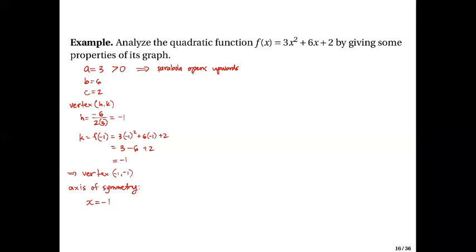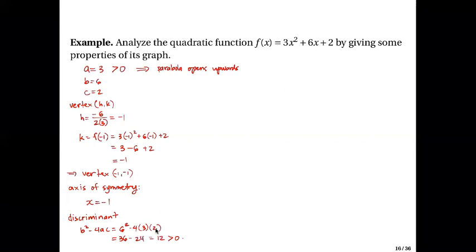Now let's solve for the discriminant. For the discriminant, we have b squared minus 4ac. So in here we have 6 squared minus 4 times a. What is a? That's positive 3. c, it's positive 2. So 6 squared, that's 36, minus 4 times 3, that's 12, times 2, that's 24. This is equal to 12, greater than 0.